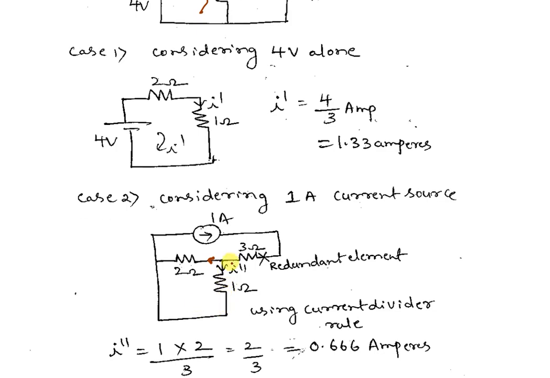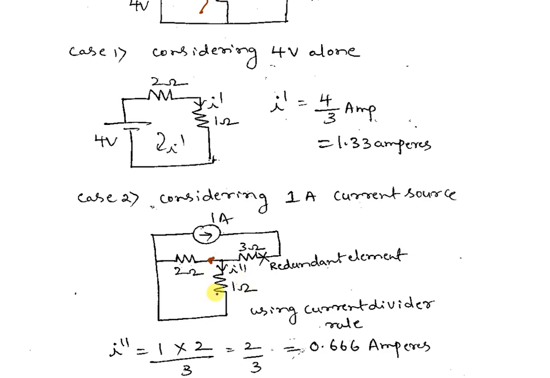Current division formula states that now I1, the main current, is 1 amp. 1 amp flows through up to the 3 ohm. After the 3 ohm, we have two branches. 2 ohm is one branch, 1 ohm is another branch. Again, these two currents will combine and form 1 amp once again. So 1 amp is going to divide between 2 and 1, and again it combines.